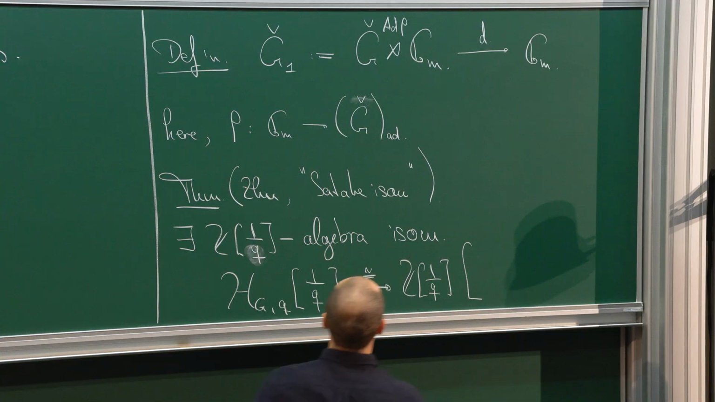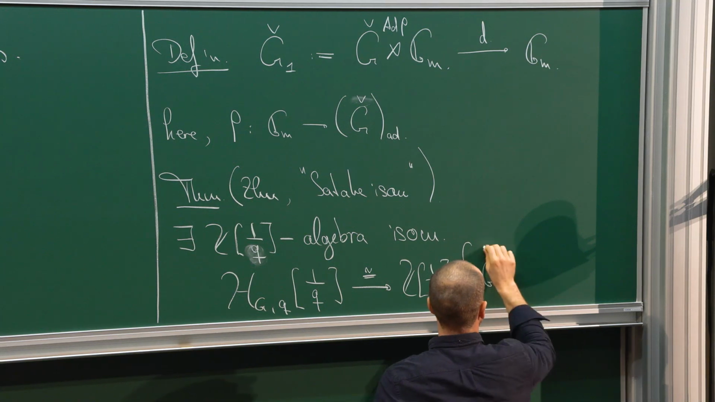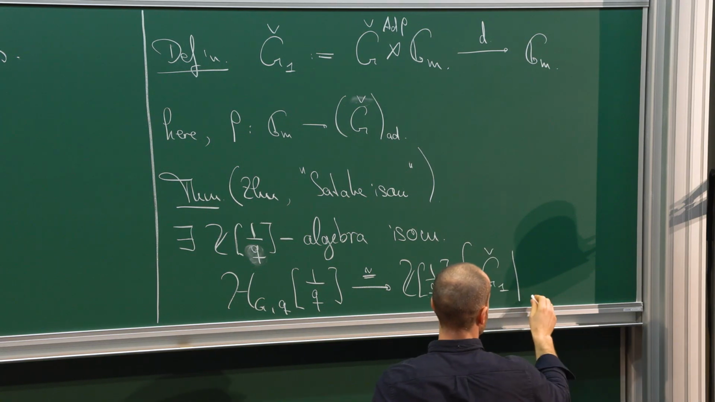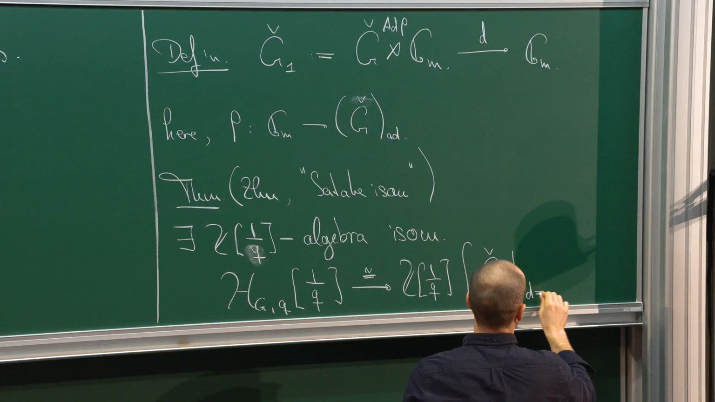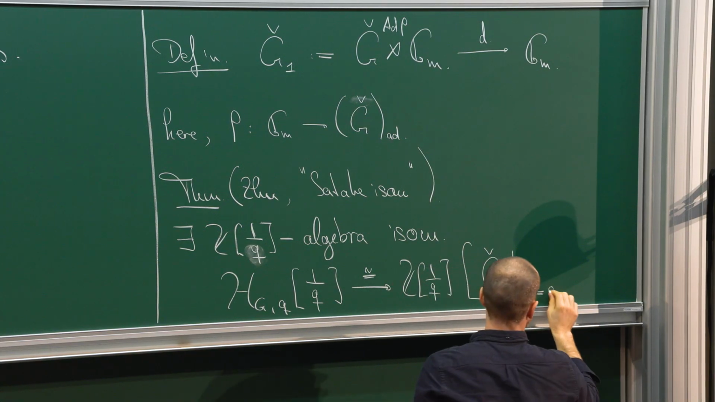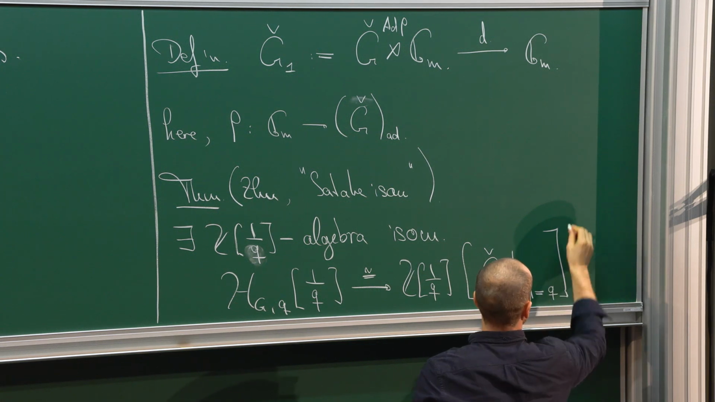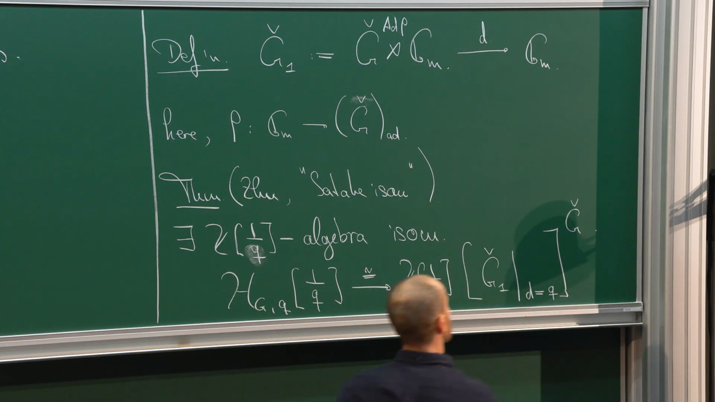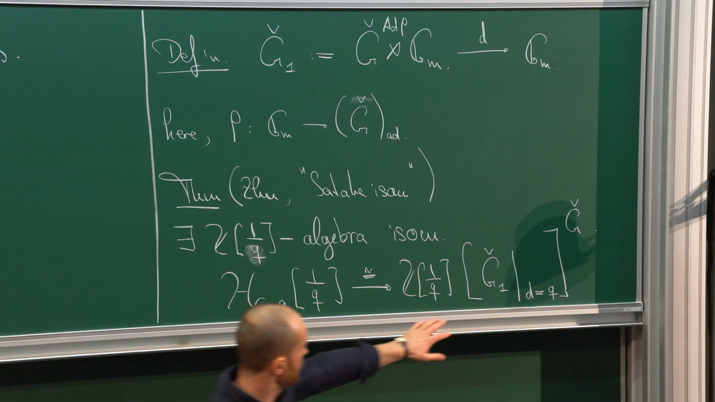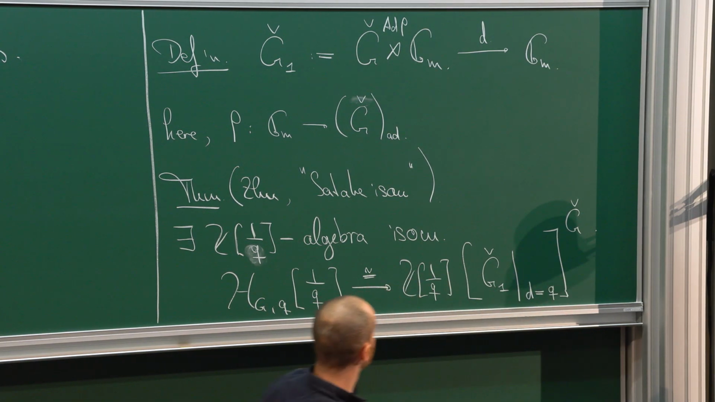we look at this extended dual group and restrict to the fiber at D equal to q, and take the conjugation invariant functions under G check. So that's a variety with an action of that group.